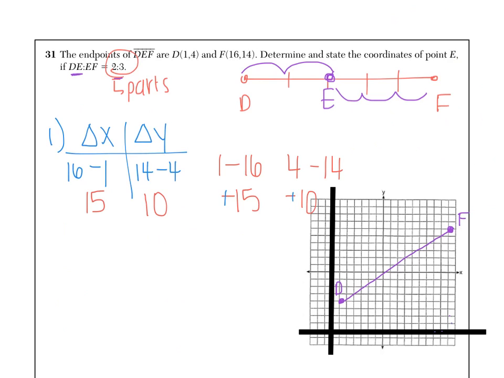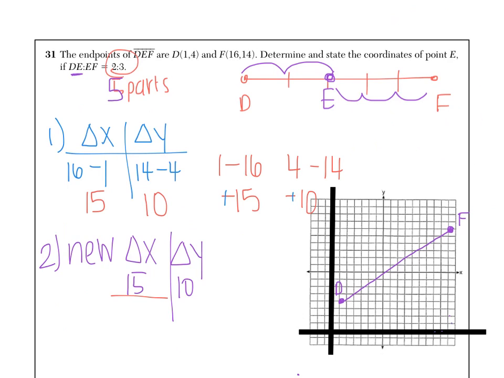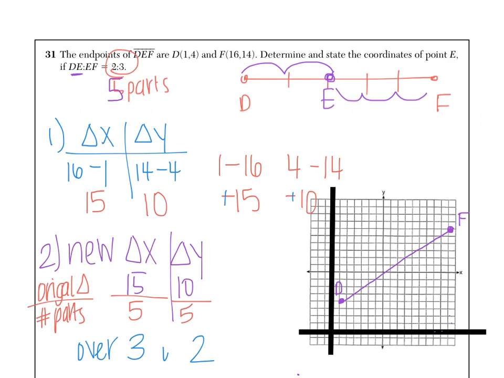But we said that we need a total of 5 parts. So now I need to find new changes. New change in x and change in y by taking the original 15 and 10 and dividing by my number of parts. So again, it's original change divided by number of parts. So 15 divided by 5 is 3, and 10 divided by 5 is 2. Now 3 and 2 are not the coordinates of the point E. This is telling me what the new change is. So I have to go over 3, up 2.